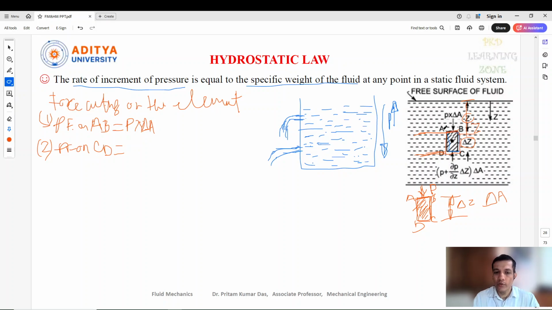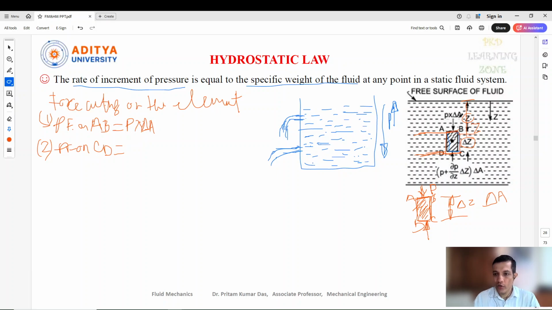But then what about the pressure? So obviously pressure is also going to increase here. So what is the pressure at the CD point? Now at the CD point, the pressure will be in the reverse direction. It will be in the vertically upward direction. That means there will be an opposing pressure force acting at this CD surface.